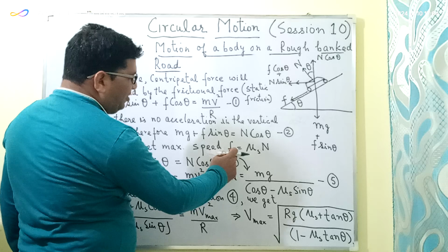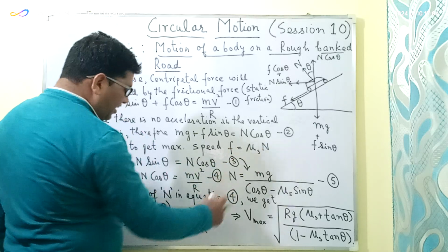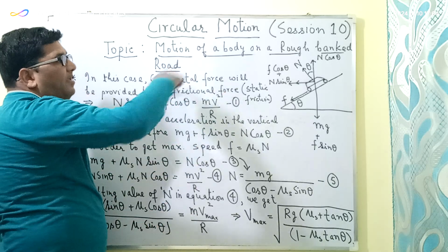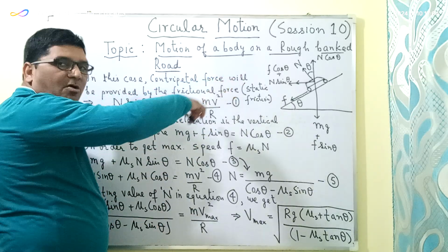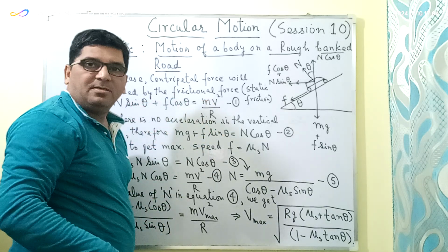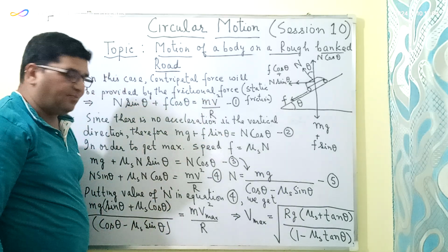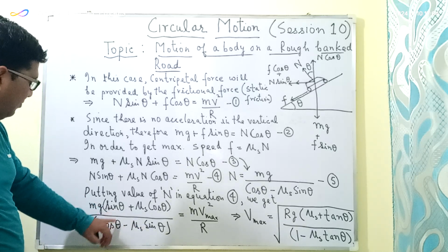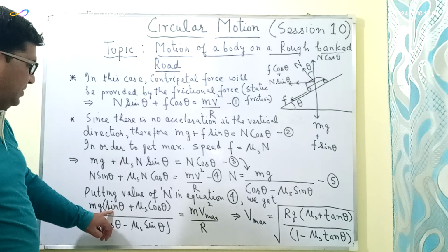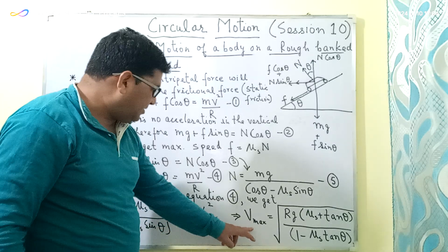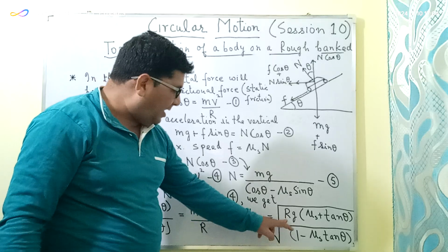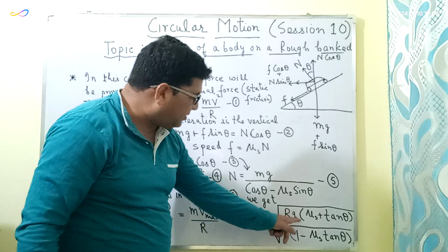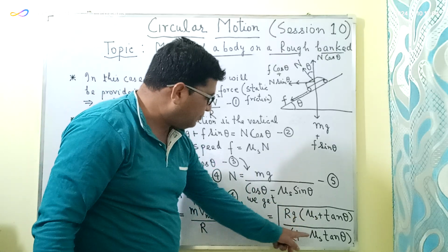After substituting the value of f equal to mu s into N, we get the maximum speed with which the vehicle will be able to move in a circular path on a rough inclined surface. In this equation, I have simply divided the numerator and the denominator by cos theta. So V max square is equal to Rg into mu s plus tan theta divided by 1 minus mu s tan theta.